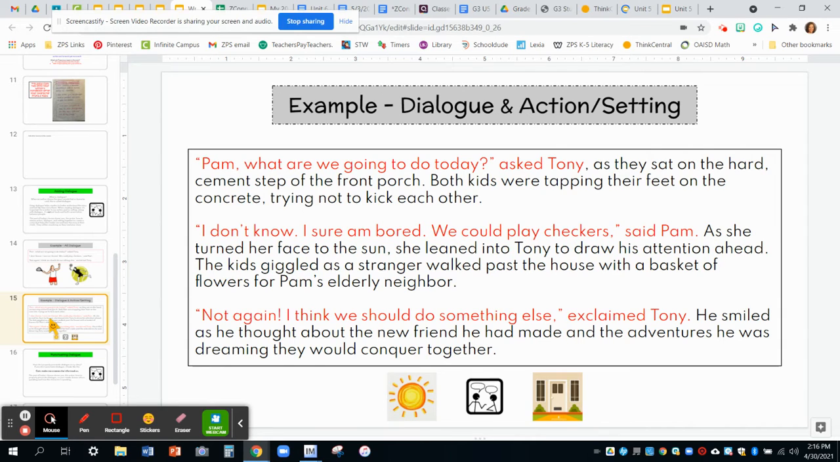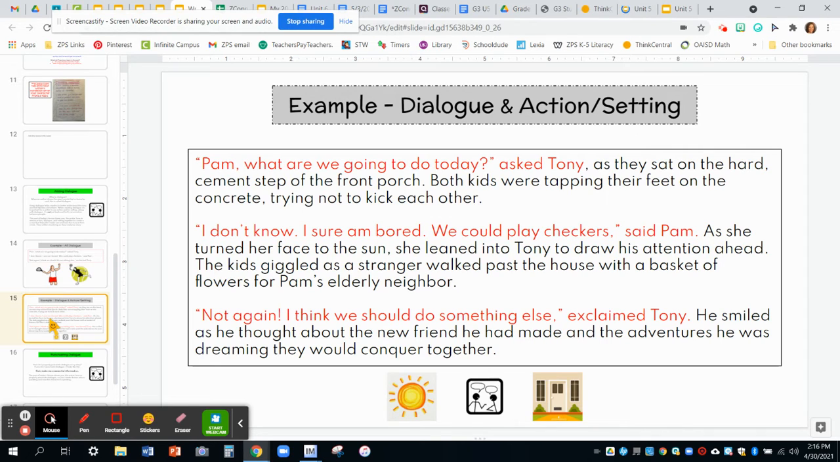"I don't know. I sure am bored. We could play checkers," said Pam. As she turned her face to the sun, she leaned into Tony to draw his attention ahead. The kids giggled as a stranger walked past the house with a basket of flowers for Pam's elderly neighbor.